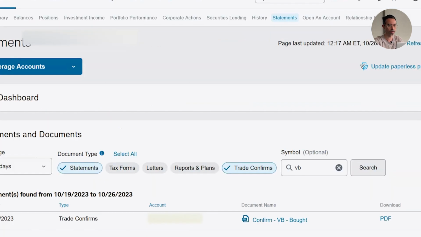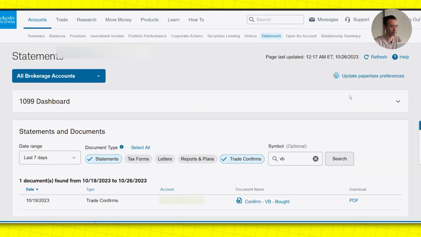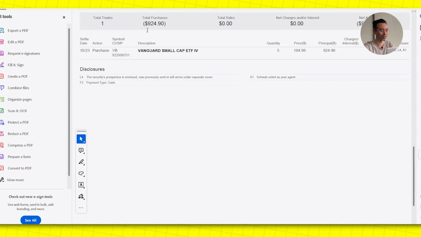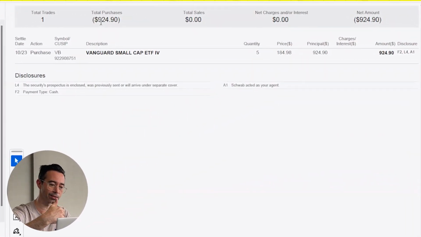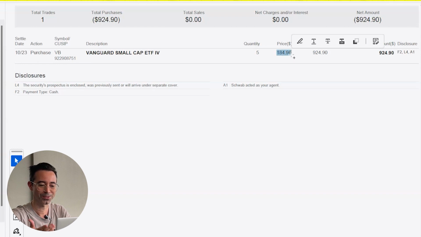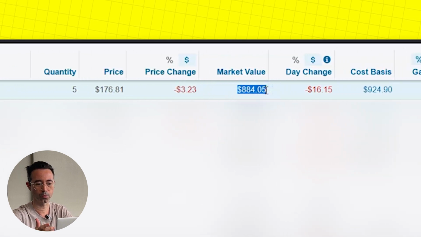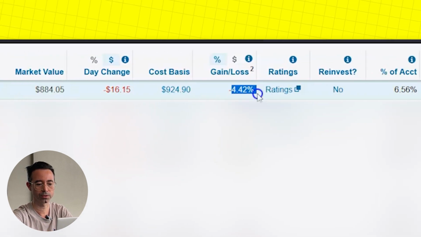Now, I'll show you, I did make this trade. If I go into my dashboard here, the last 7 days, here you can see trade confirms. VB bought, I'll show you the PDF. Here you go, one trade, total of $924 because it was a bit more expensive before. Price was $184 when I bought it, and my return since then, it's actually down $3.23. It's now worth $884, so it's down about 4.42%. Like I said, I'm buying this as a long-term buy. I don't think this is gonna do very well in the short term.